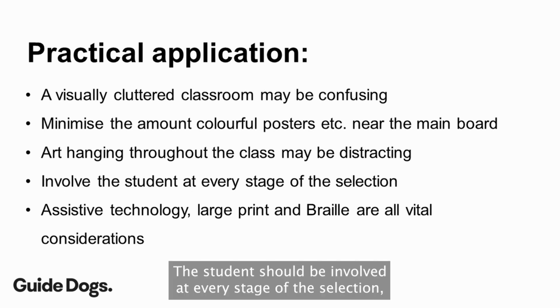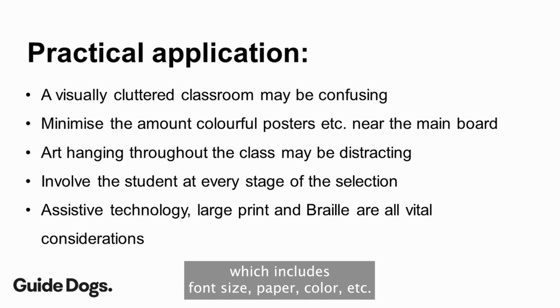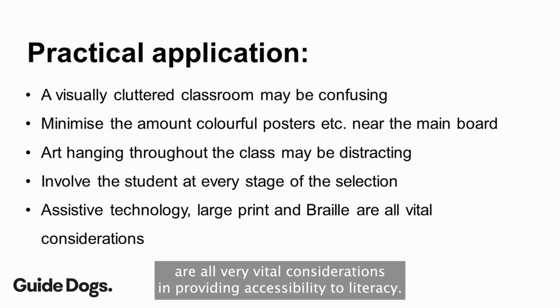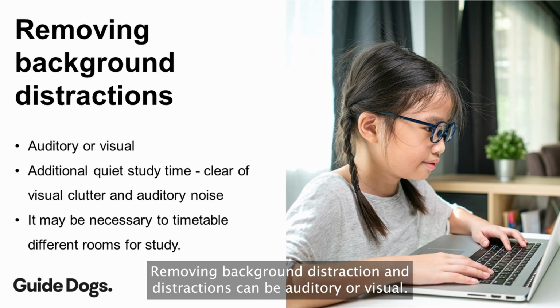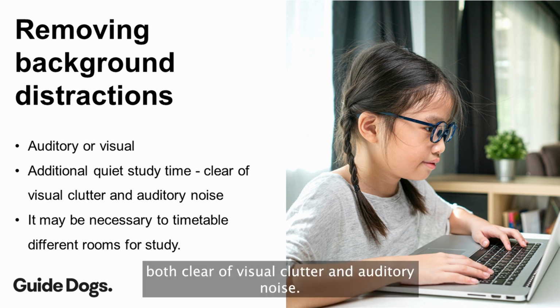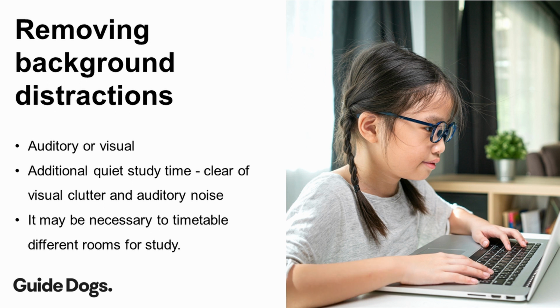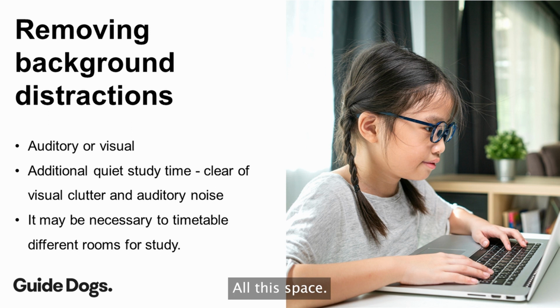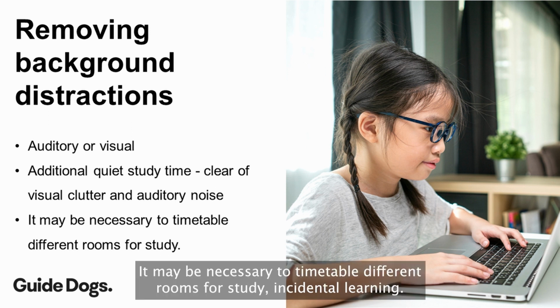The student should be involved at every stage of the selection, which includes font size, paper colour, etc. Assistive technology, large print and braille are all very vital considerations in providing accessibility to literacy. Removing background distractions. Distractions can be auditory or visual. Children with CVI may benefit from additional quiet study time in a library or other quiet space. It needs to be both clear of visual clutter and auditory noise. A regular room may not always be possible, as schools often require all their space. It may be necessary to timetable different rooms for study.